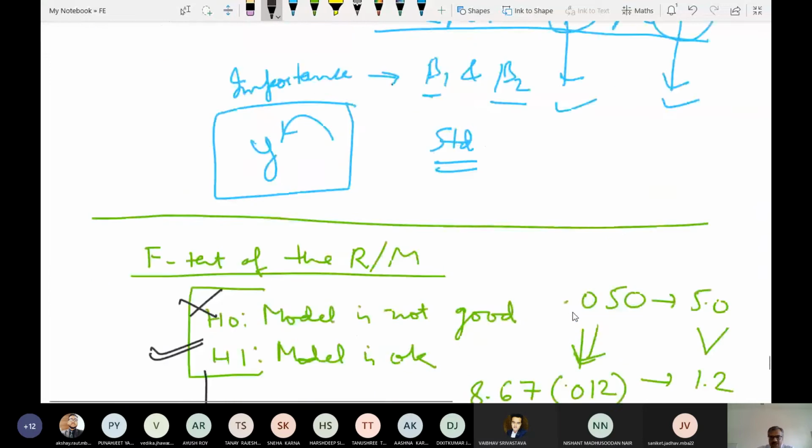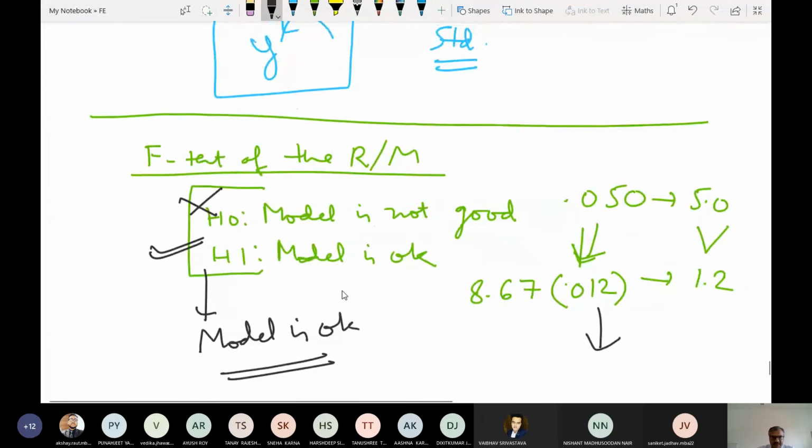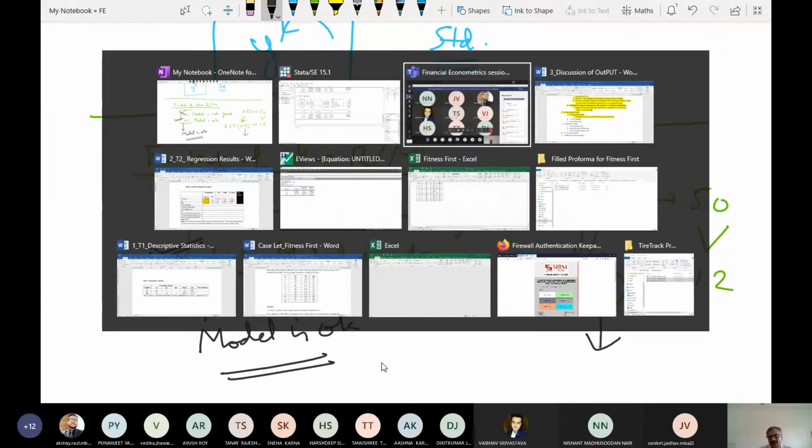And to complete the discussion or argument, I have to look at the pair of hypotheses, where null is, model is not good. As we have understood, just because p-value is less than 0.05, null is to be rejected. So we have to reject the null, accept the alternate. It means the null that model is not good is rejected. And we are accepting the alternate hypothesis, which is model is good. So we are just concluding using this hypothesis testing that model is okay.